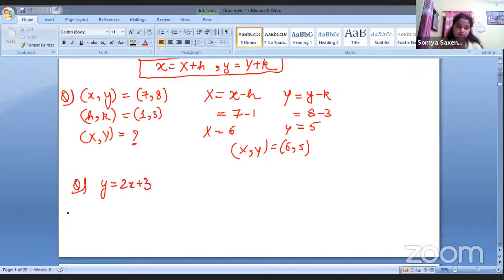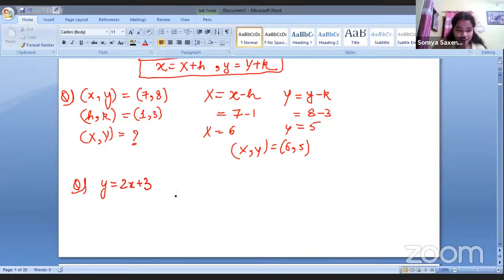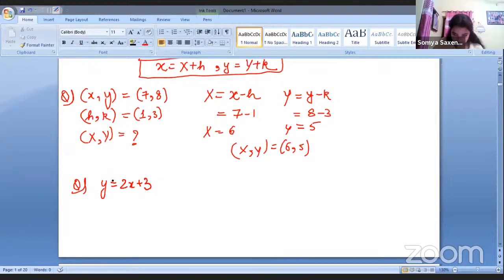Now somebody will tell me, what is the slope intercept form of a line? Anybody? Slope intercept form? y equals mx plus c. Very good. So this is the slope intercept form, right? Now we are given this equation, y is equal to 2x plus 3.